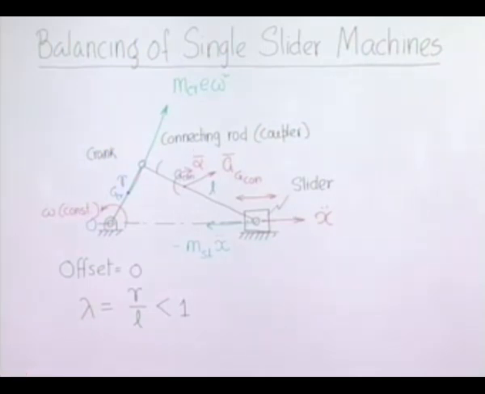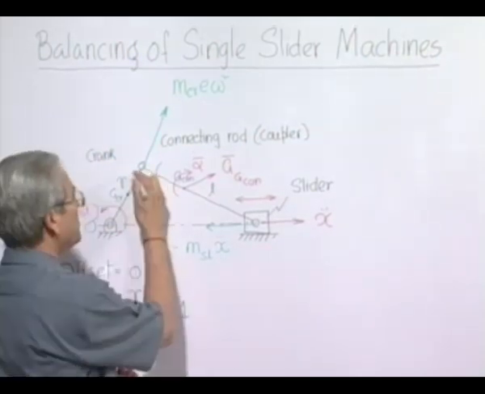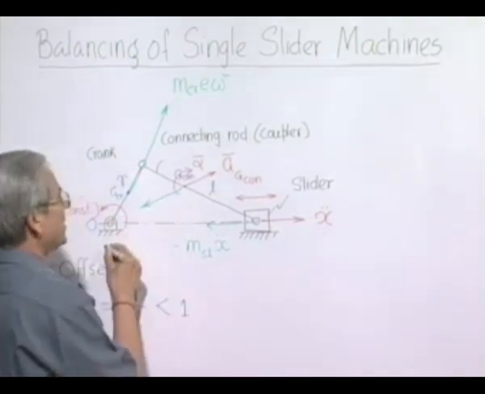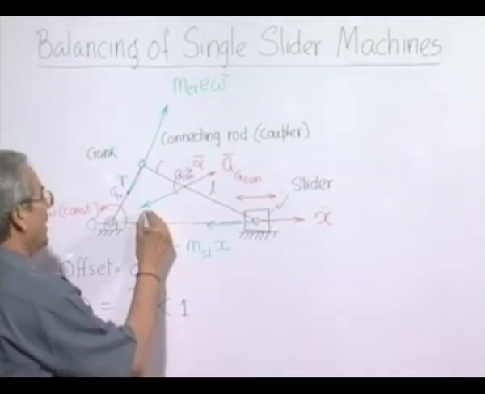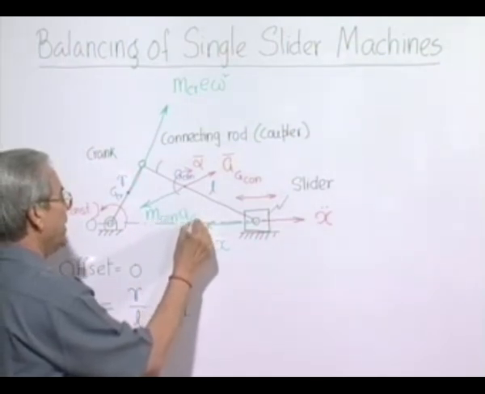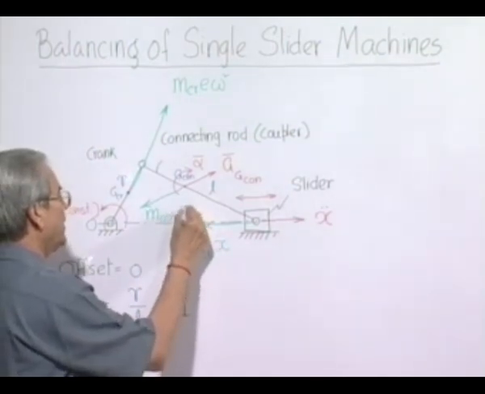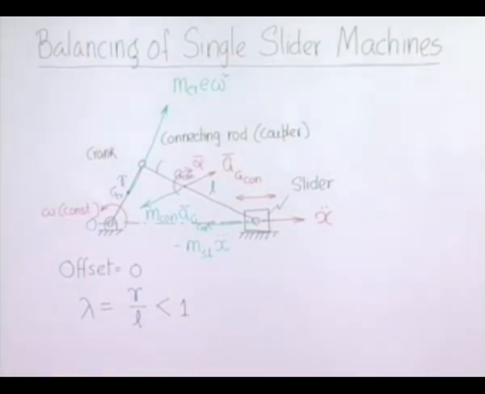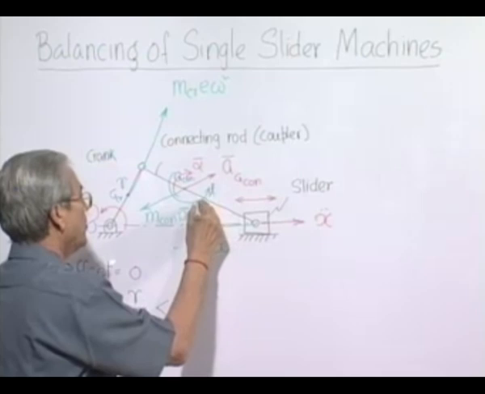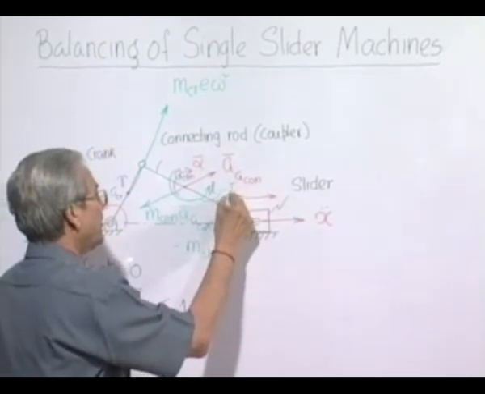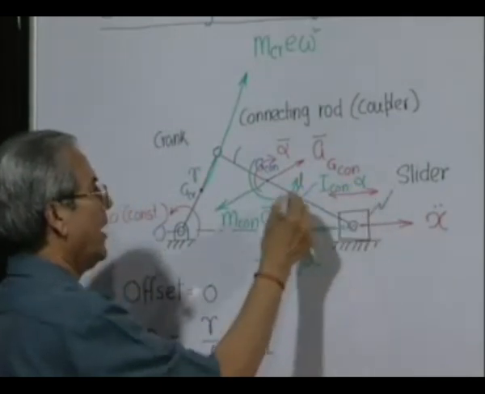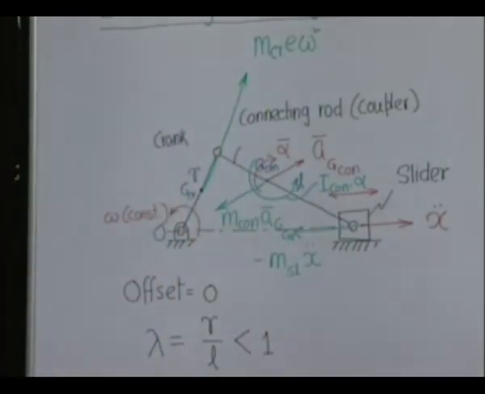At this instant, therefore, the unbalanced force produced by this, which will be felt by the support or the bearing structure, will be m connecting rod into A G connecting. It will also produce an unbalanced moment, which will be nothing but the moment of inertia of the connecting rod into alpha, opposing the sense of alpha.